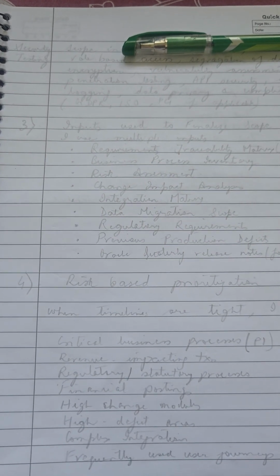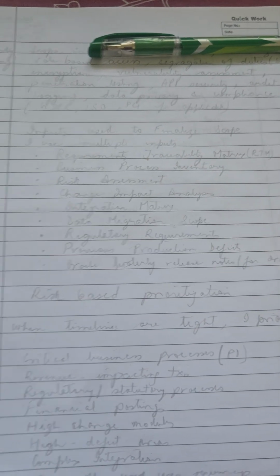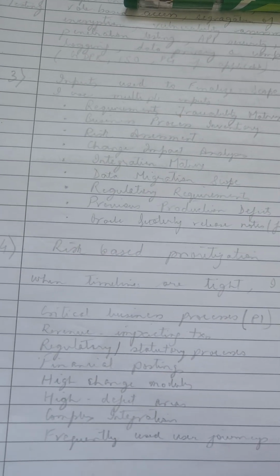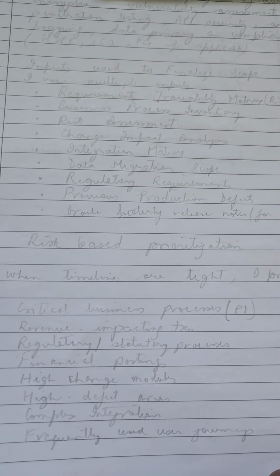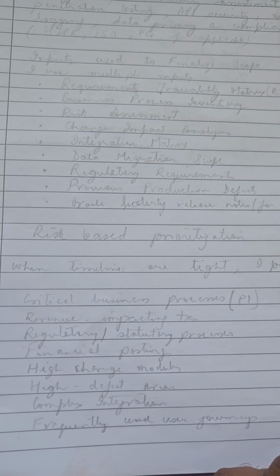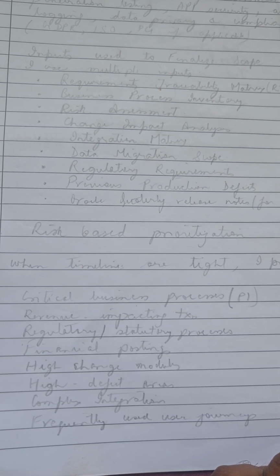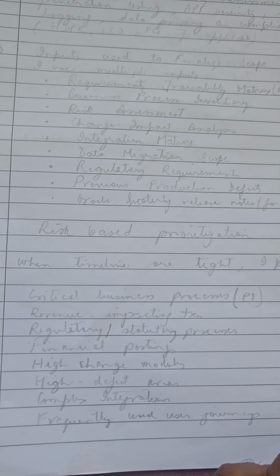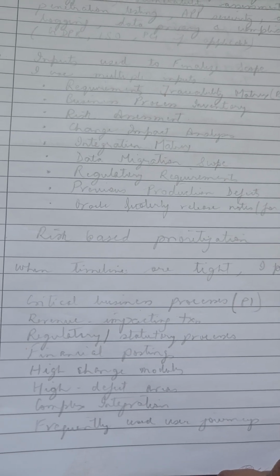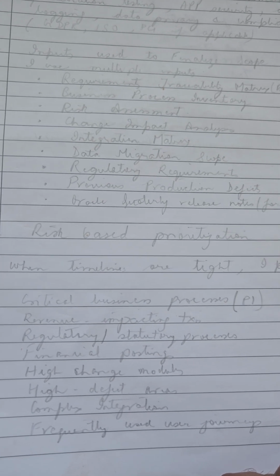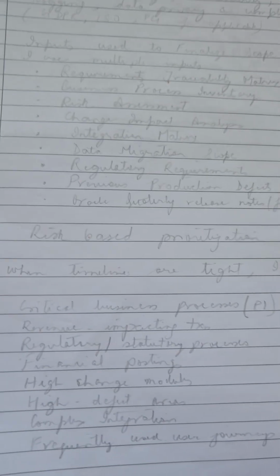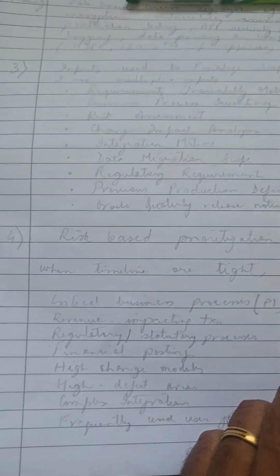Risk-based prioritization: when timelines are tight, I prioritize critical business processes, revenue impacting transactions, regulatory statutory processes, financial postings, high change modules, high defect areas, complex integrations, and frequently used user journeys.